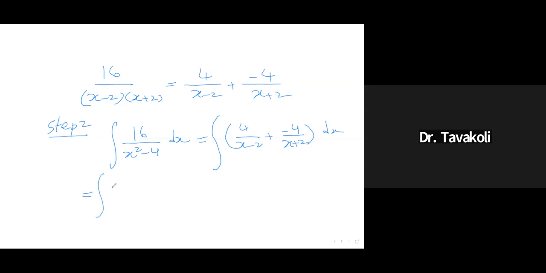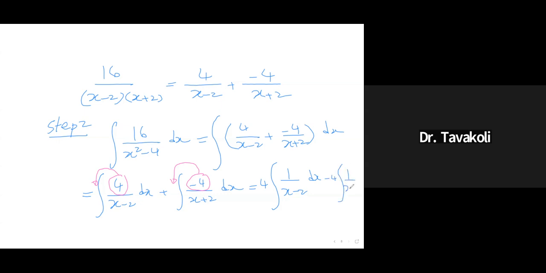So this breaks down into two integrals, 4 over x minus 2 dx plus negative 4 over x plus 2 dx. In the first integral, 4 is a constant, can be pulled out. In the second integral, minus 4 is a constant, can be pulled out. So I'll have 4 times the integral of 1 over x minus 2 and minus 4 times the integral of 1 over x plus 2.